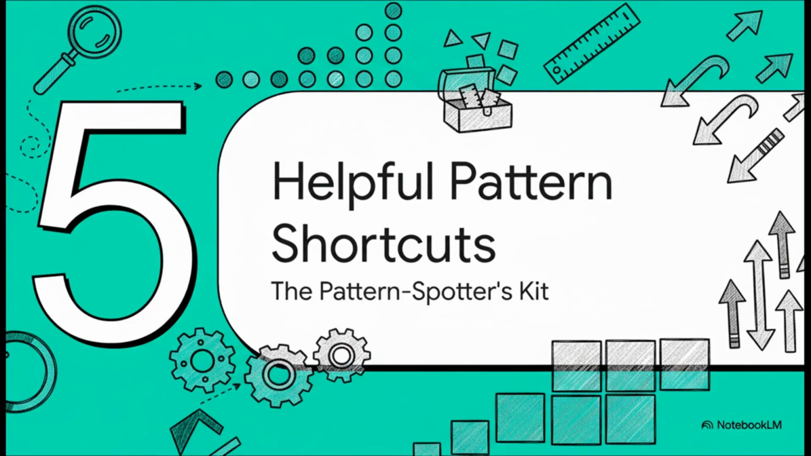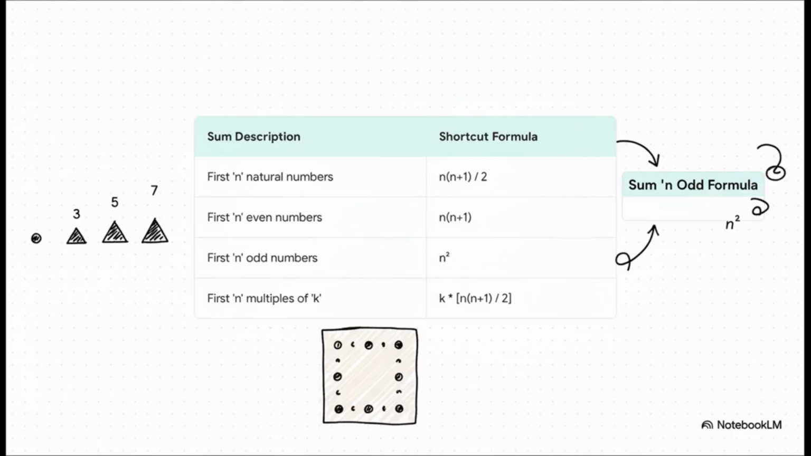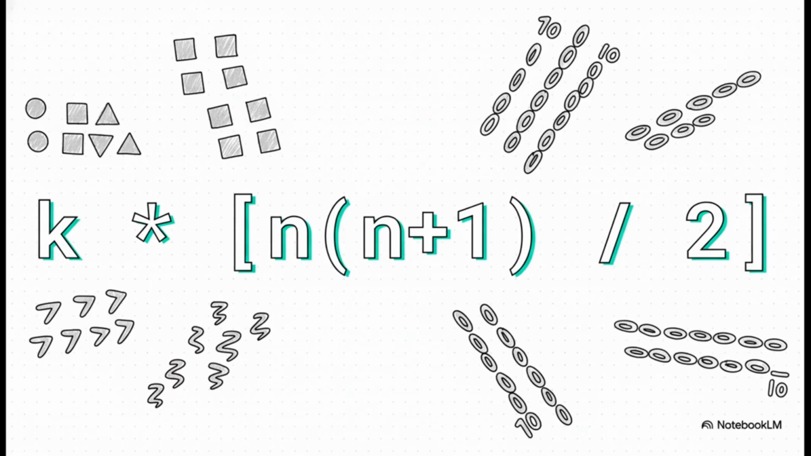Okay, finally, let's look at some pre-built tools for the most common patterns you're going to see out in the world. Mathematicians have already worked out the sums for these really common sets of numbers. And what's so cool about this is just how simple and elegant these shortcuts are. The sum of the first n odd numbers is just n squared. How great is that? Pay special attention to this last one. It is so useful. It lets you find the sum of multiples of any number k, like 3 or 7 or 10, just by multiplying the sum of the natural numbers by k.